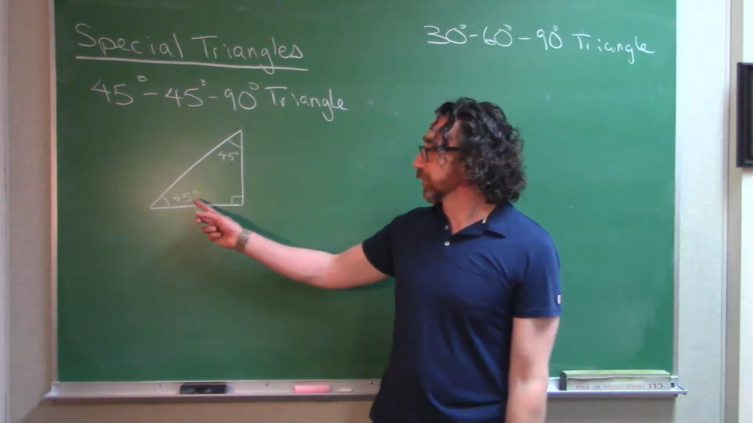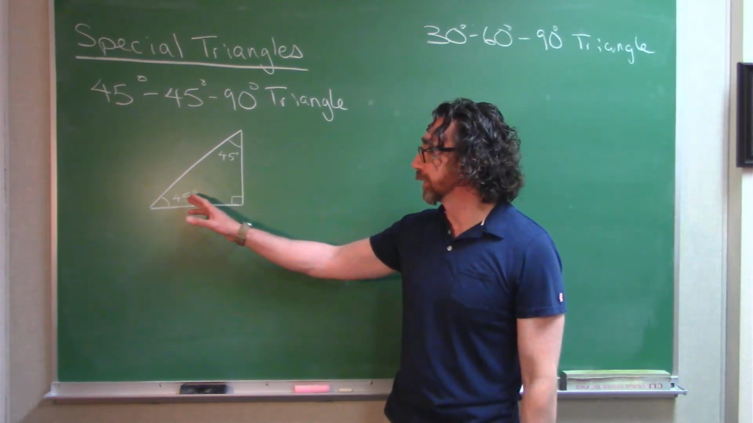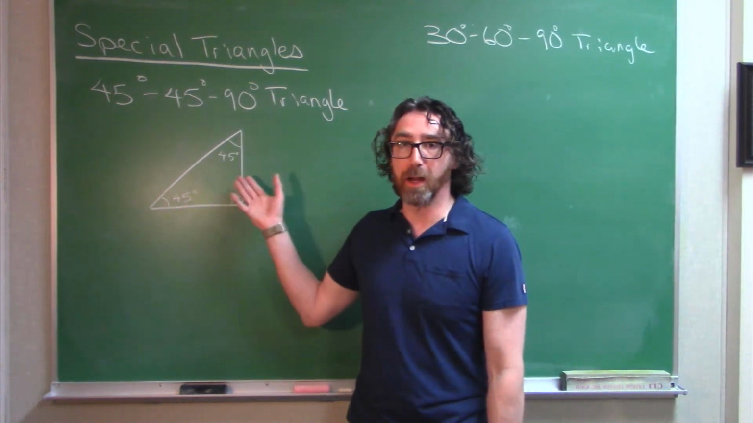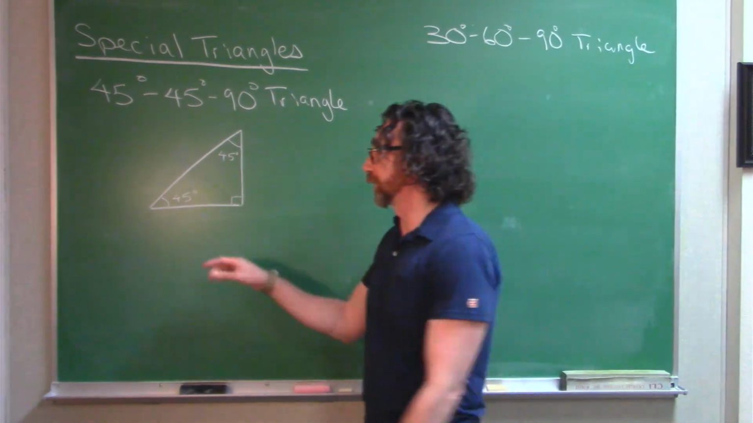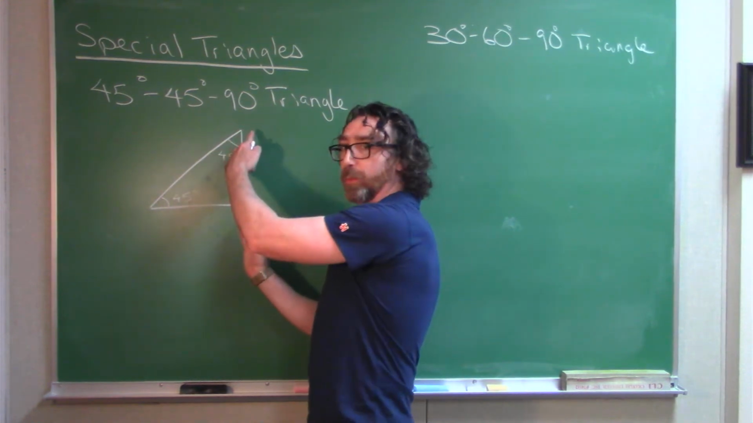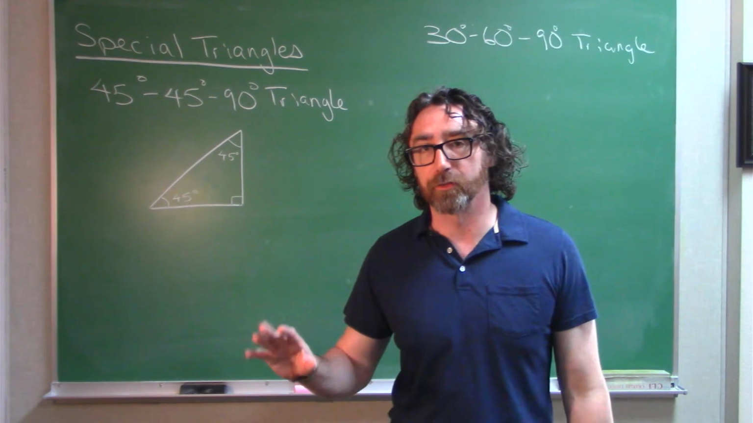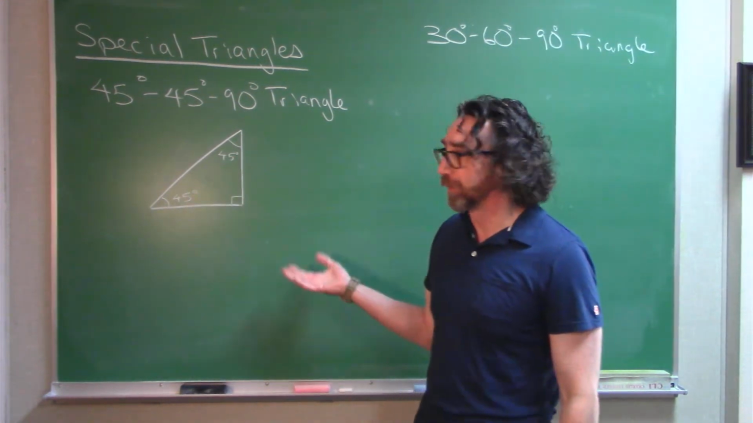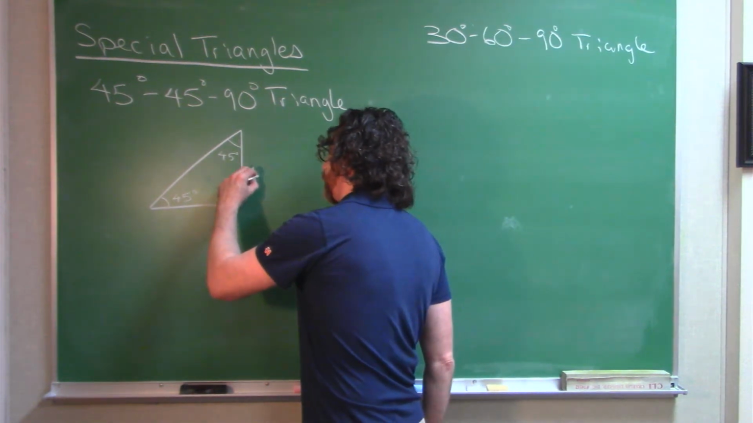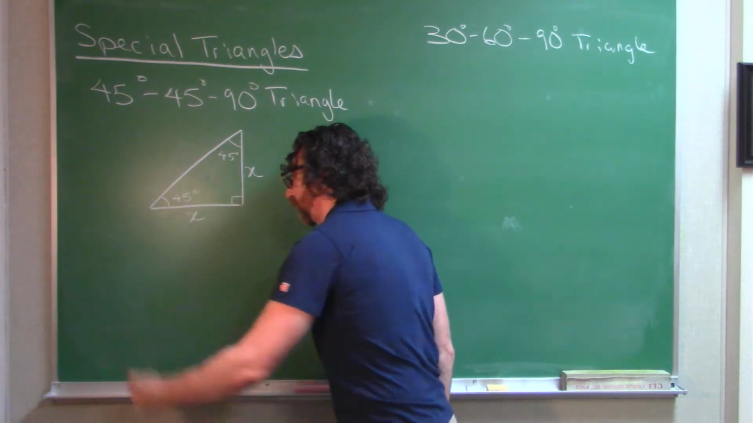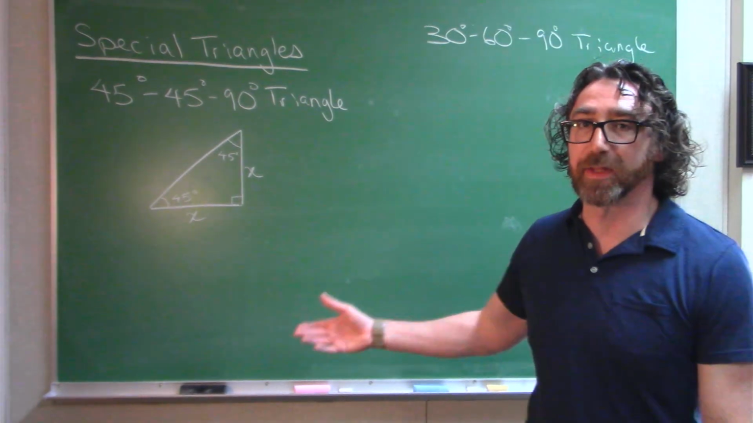Now, it's not hard to believe that if these two angles are equal, then the sides that they open up onto must also be equal. If this angle opened up wider, then this side would have to be taller compared to the other side. So if these two angles are equal, then they must open up on equal sides. Whatever this length is, this is also the same length. Now the question is, what is the length of the hypotenuse?